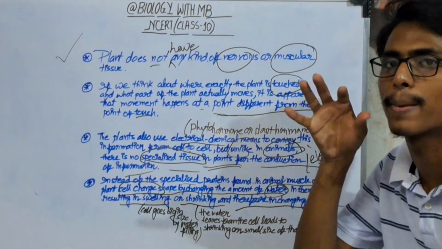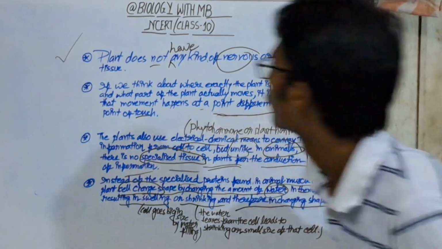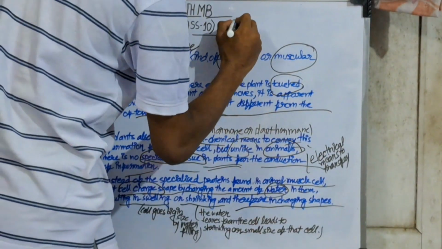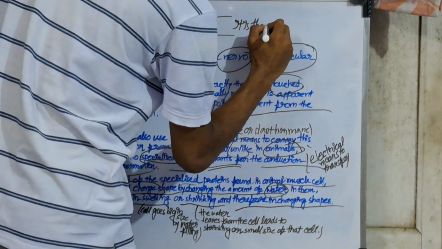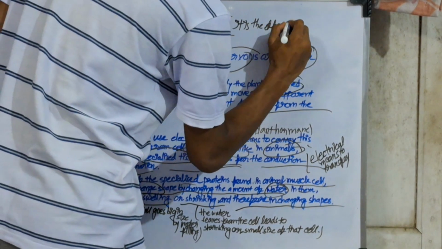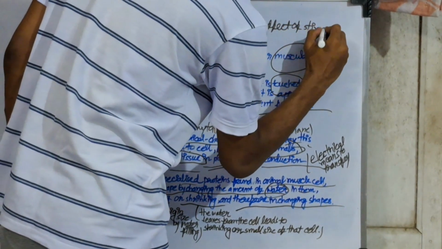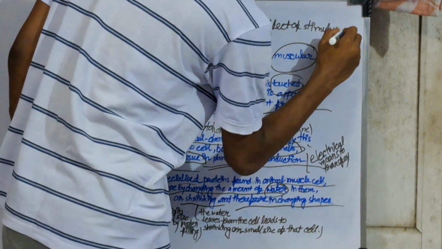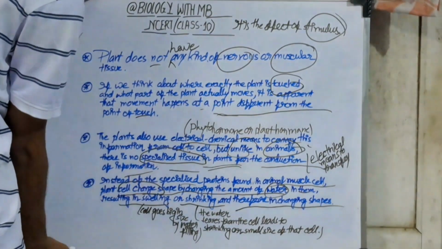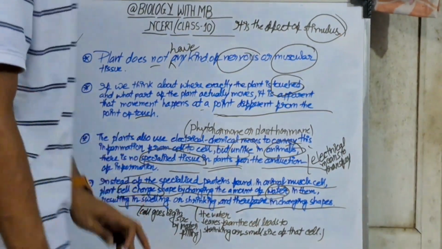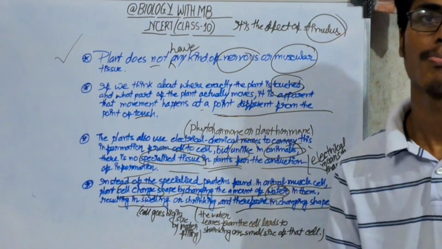In that way, the plant shape changes, and it is the effect of stimulus. It is the effect of stimulus, and we will discuss in the next video what the growth of a plant is.